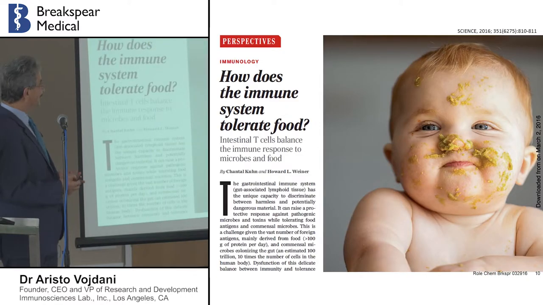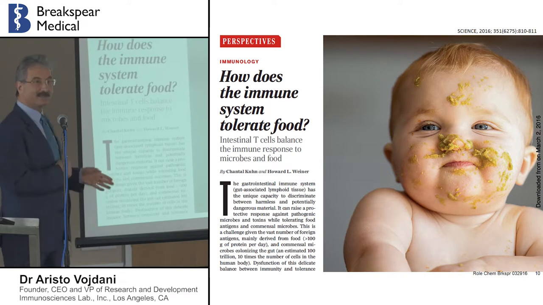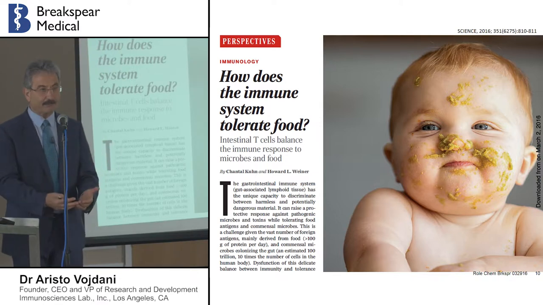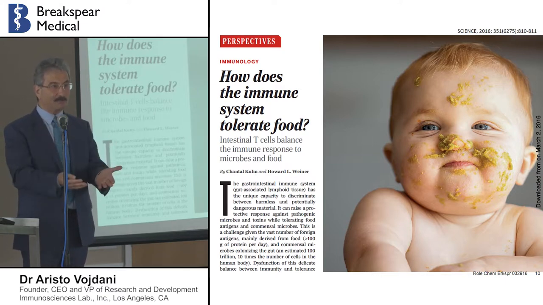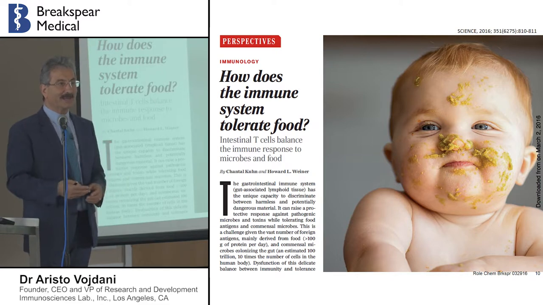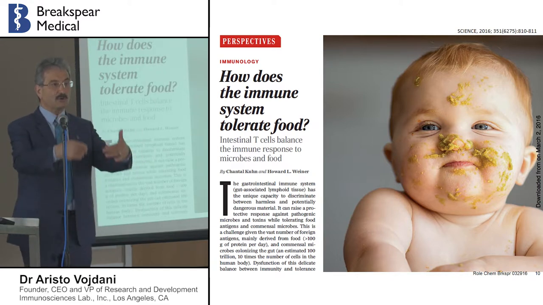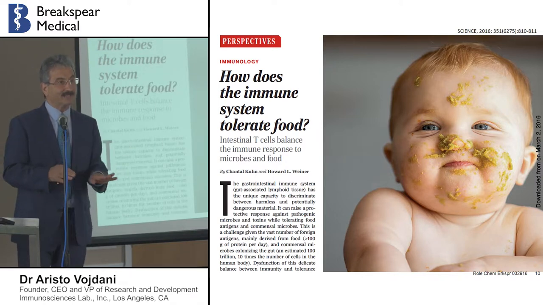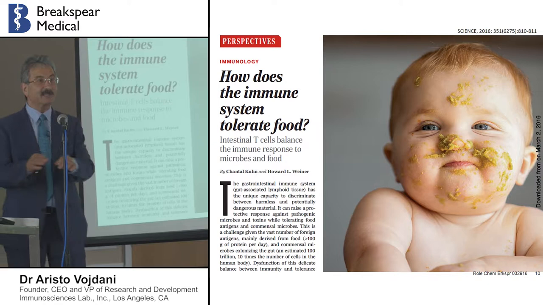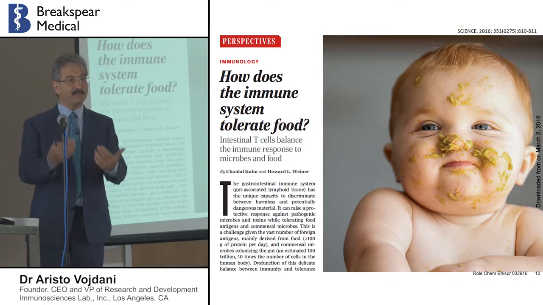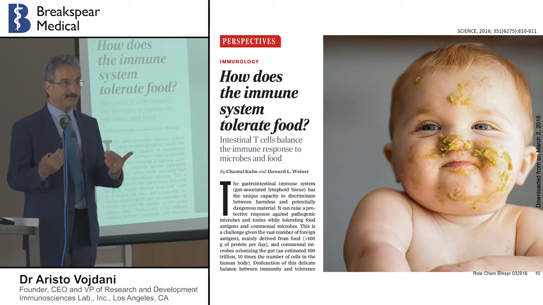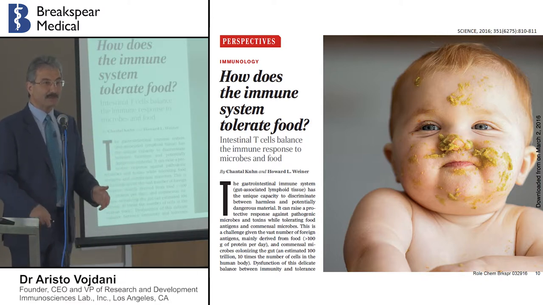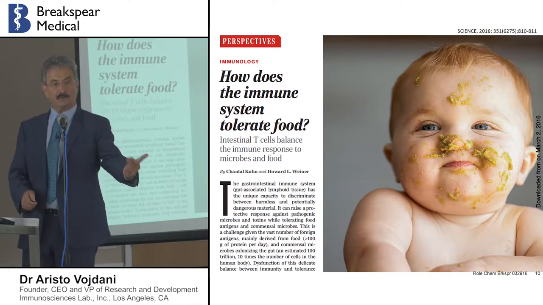This is a beautiful picture from Science from a couple of months ago. They explain how the immune system can tolerate the food that we eat every day. A child is born and is building the immune system. During that process, Treg cells are developed. And those Treg cells can suppress the immune reaction against food and also against friendly bacteria. That's how we live in harmony with the food that we eat every day and with the friendly bacteria. So any breakdown in this process of immune tolerance can result in inflammation and autoimmunity.